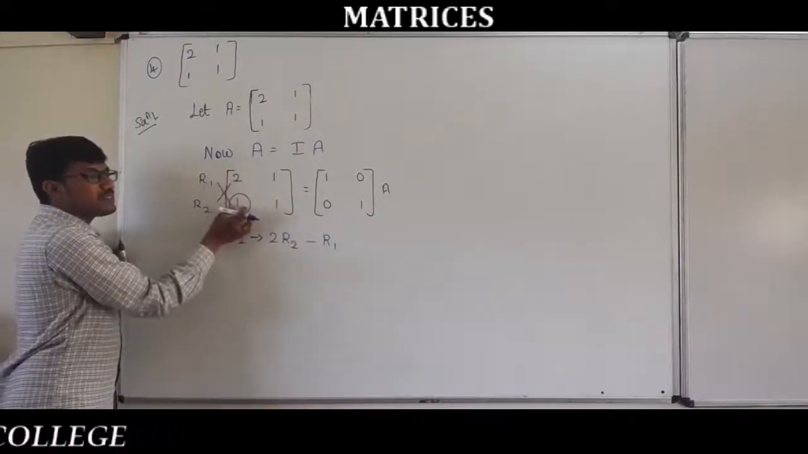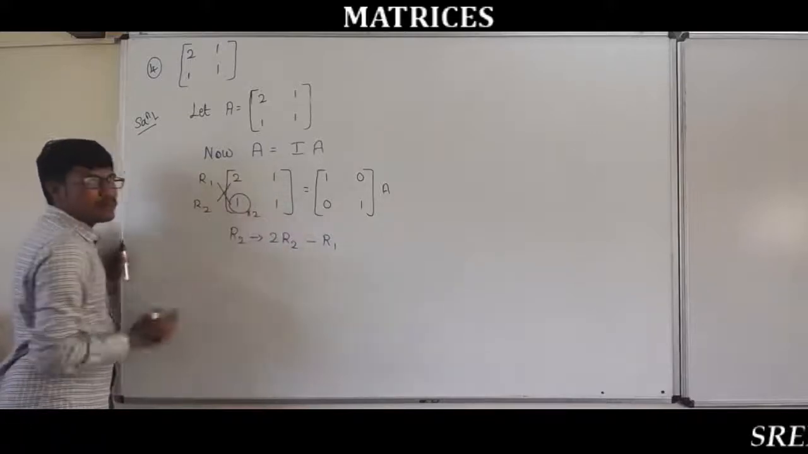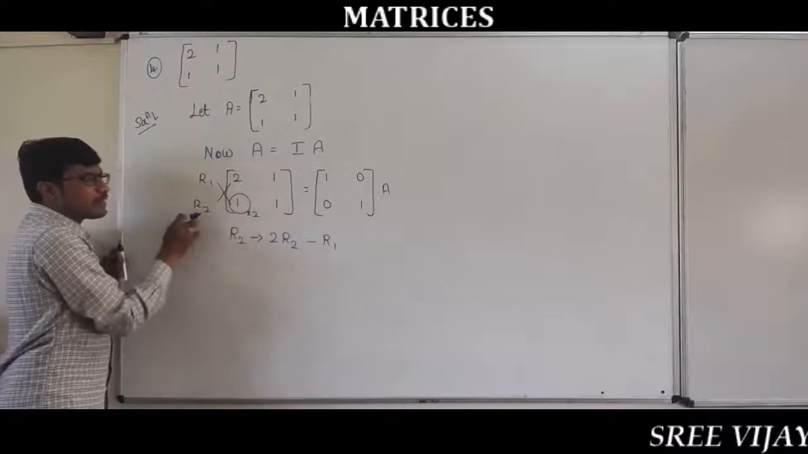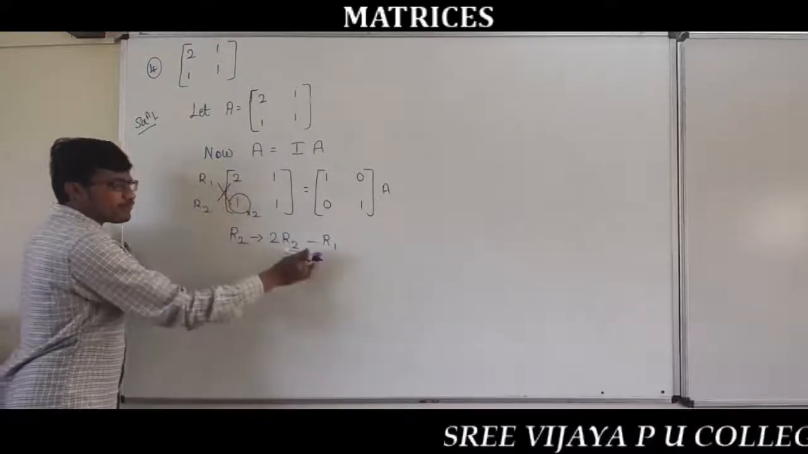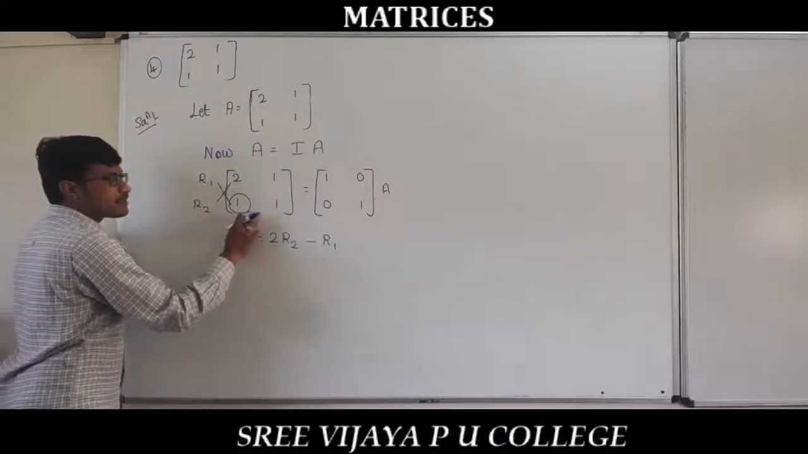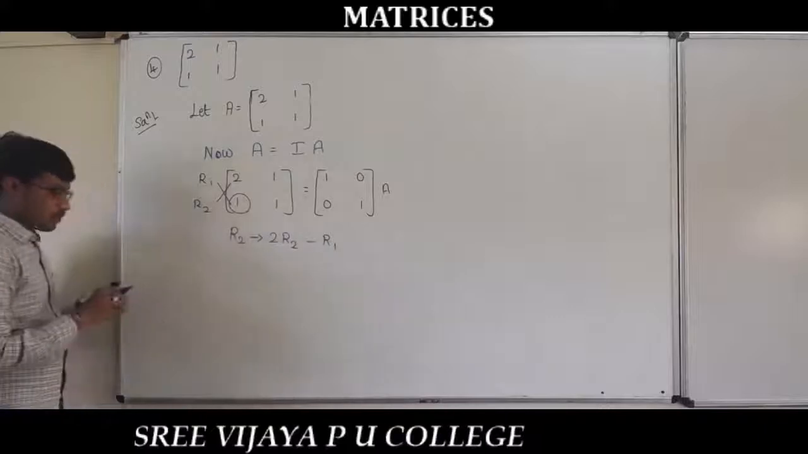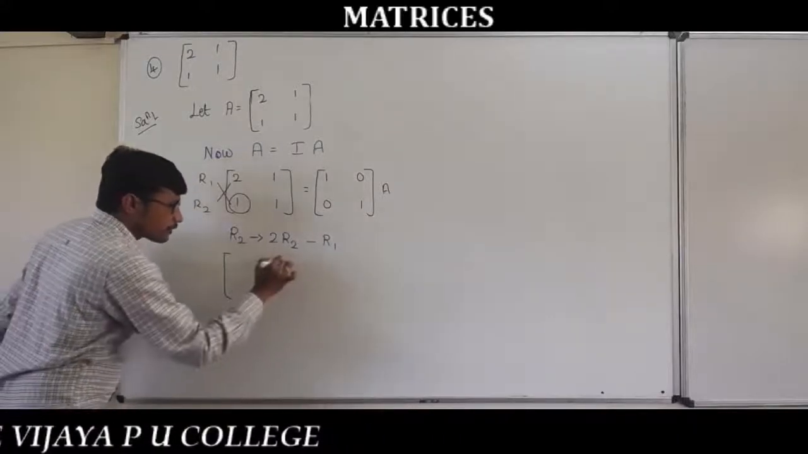To make this a 0, you can just multiply by 2. So now this is in which row? The second row, that is twice R2, and you can subtract this, which is in the first row, that is minus R1. That's it. So both are the same. Okay, so now according to R2 changes to 2R2 minus R1, you can write the matrix.